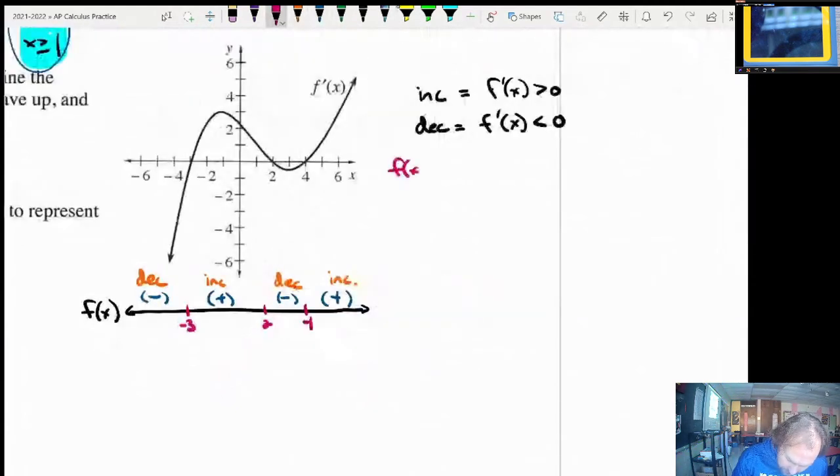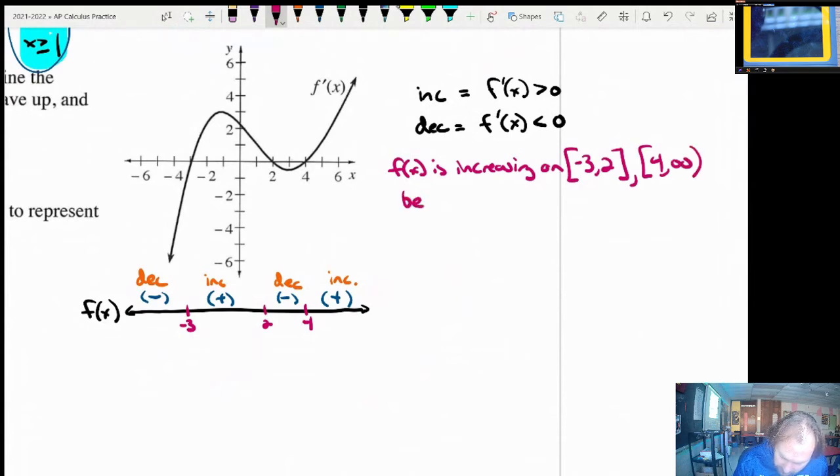So f of x is increasing on the intervals from -3 to 2 and 4 to infinity. If this is a free response question, it would be useful to write this sentence because f prime of x is greater than 0 on those intervals.